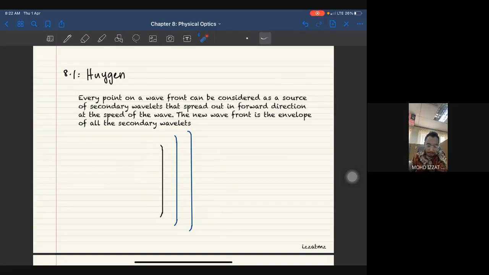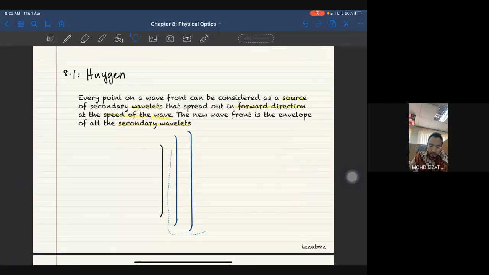Huygens states that every point on a wave front can be considered as a source of secondary wavelets that spread out in forward direction at the speed of the wave. The new wavefront is the envelope of all the secondary wavelets. Okay, ayat ni macam panjang. So normally kalau dulu dia selalu tanya pasal tu lah. Sekarang ni dah kurang sikit dia tanya pasal Huygens ni sebab mostly dia dah tanya dalam objektif.